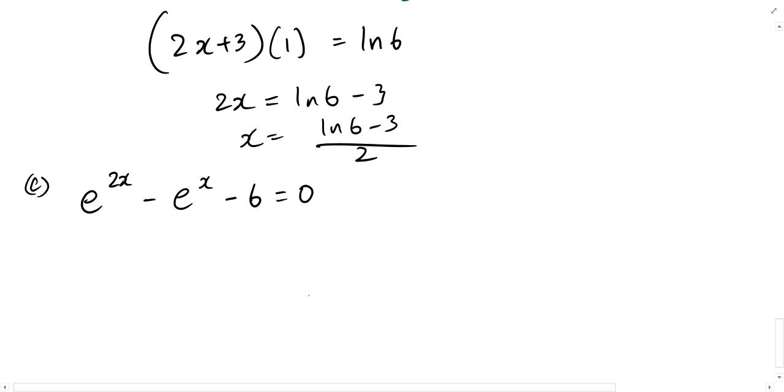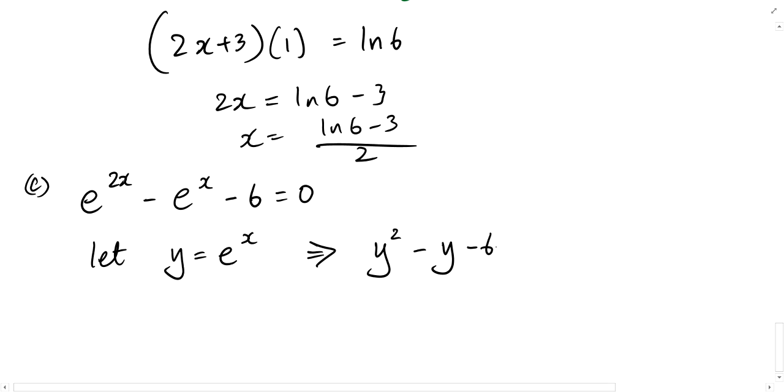Okay, now I show you another approach. Let y be equals to e to the power x. What happens if we do this? Y, what's the power for y? Y squared minus y minus 6 equals 0, right? Then it's quadratic, you can do it. Y equals to something or something. X equals to something or something. Decide which one to reject. Can?